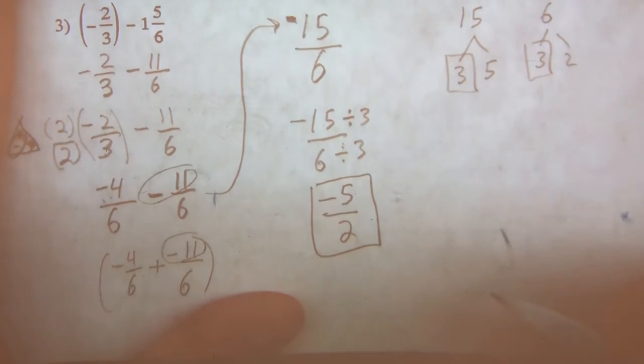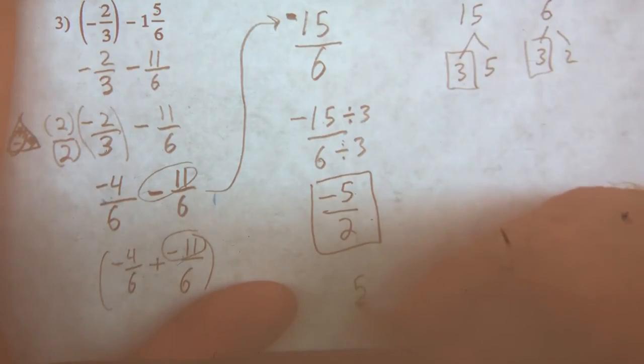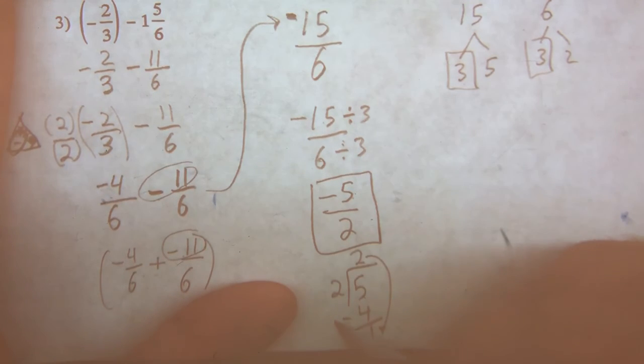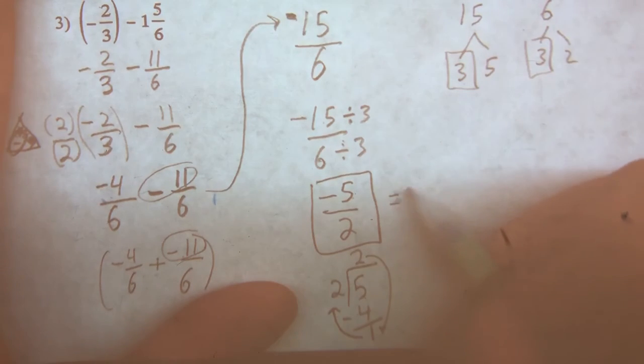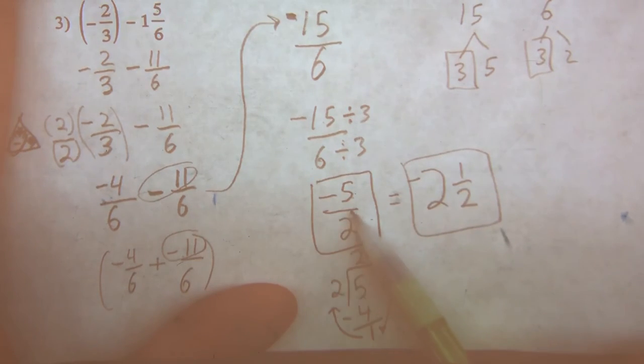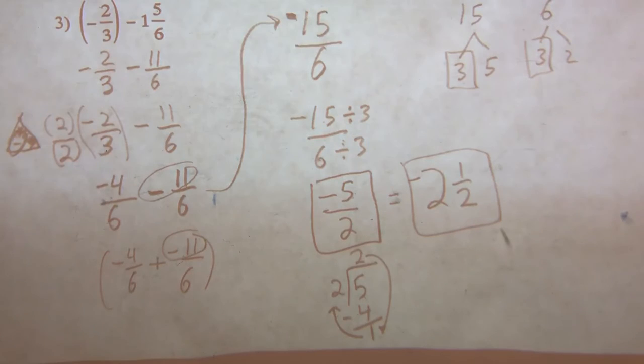And again, if I want my answer to be a mixed number, that's fine. Just divide 5 divided by 2, or negative 5 divided by 2, excuse me. 2 times 2 is 4. So it's going to be negative 2 and 1/2. So this is negative, don't lose that negative, negative 2 and 1/2. So those are both good answers. One's a reduced or simplified improper fraction, and one's a simplified mixed number. So hopefully that's helpful for you if you're adding or subtracting fractions.